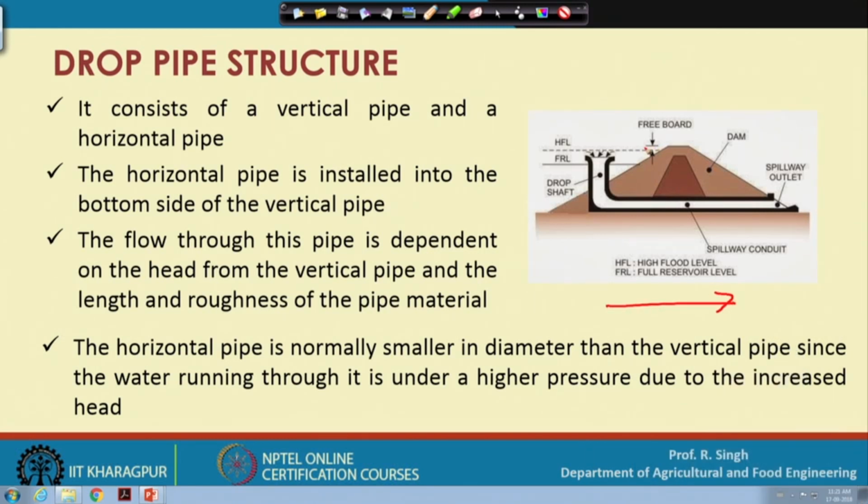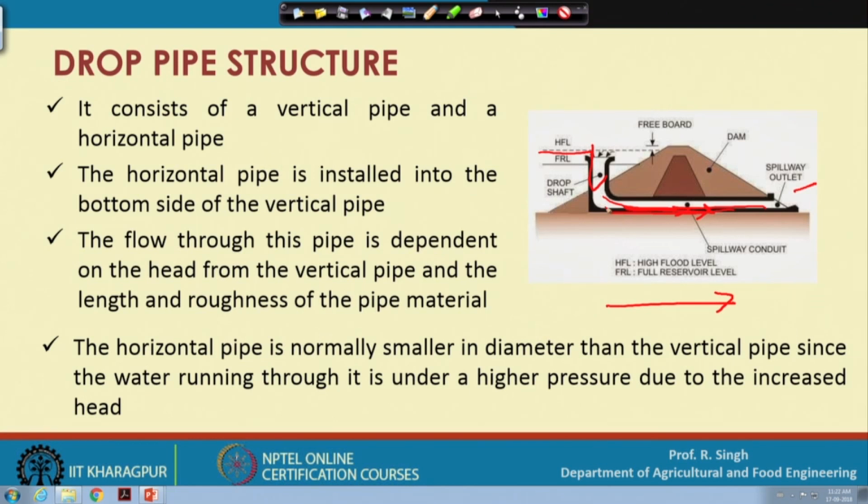Here a freeboard is maintained, here is a dam, this is the spillway outlet, this is the headwater level and this drop shaft is a kind of drop pipe structure. As you can see from this figure, it consists of a vertical pipe and a horizontal pipe. The horizontal pipe is installed at the bottom side of the vertical pipe.